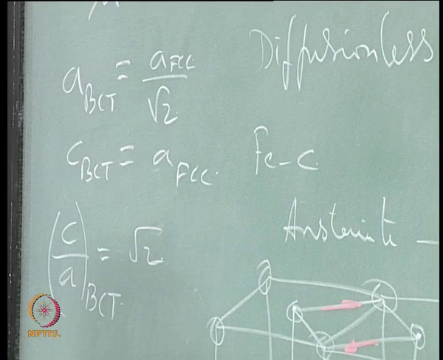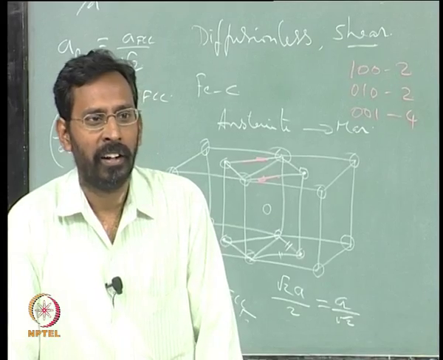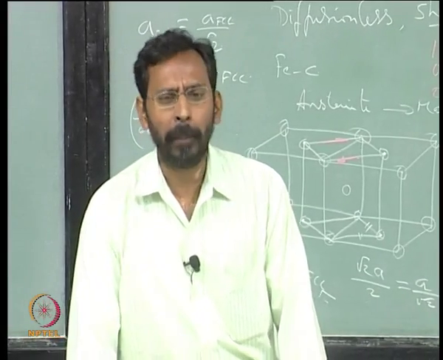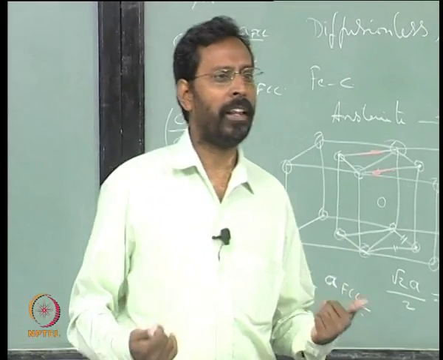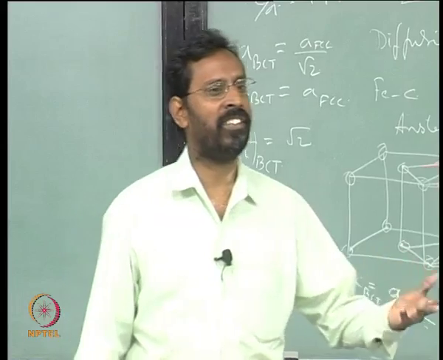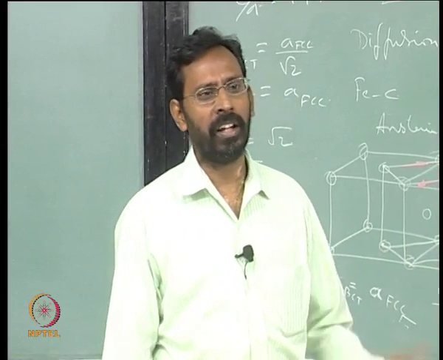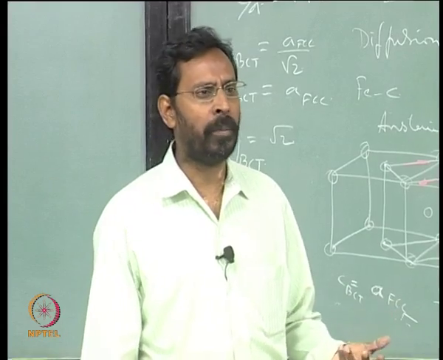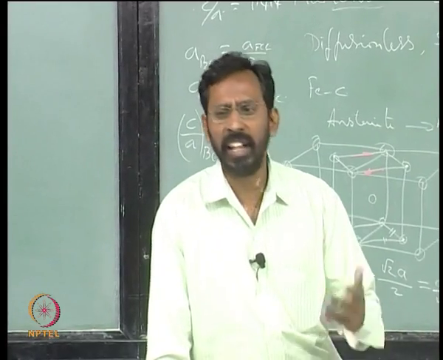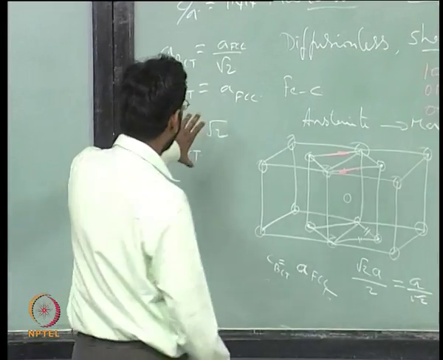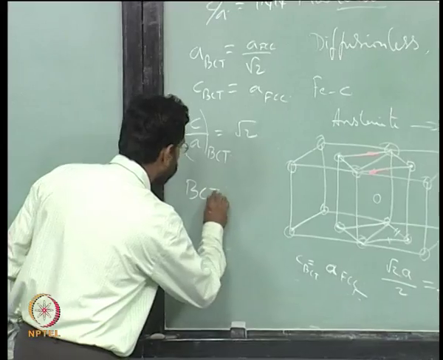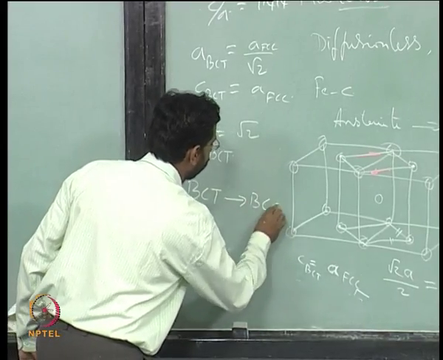but such a structure, a BCT structure with a C by A of 1.414, is not stable at room temperature, because in the phase diagram I do not see such a structure. What is stable at that temperature in the phase diagram is a BCC structure. At room temperature in an iron carbon system, what is stable is a BCC structure, BCT is not stable. So, this particular structure wants to transform to a BCC structure.